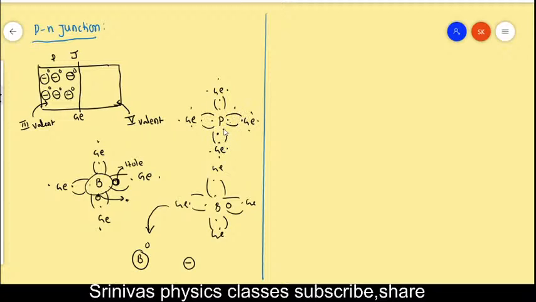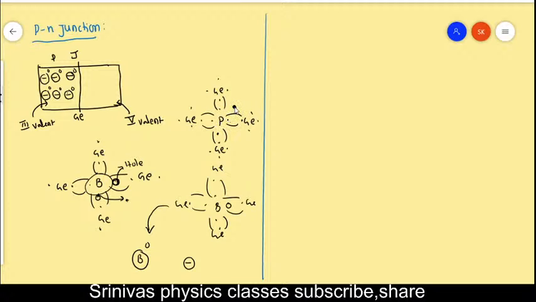Phosphorus has 5 valence electrons. Of these, 4 valence electrons form the 4 covalent bonds, 1, 2, 3, 4, with the 4 neighboring germanium atoms. One extra electron is there for the phosphorus. This extra electron is not in a bond, it is free, and there is a chance for it to escape from the valence band. At that moment it will become a free electron, it can easily become a free electron.